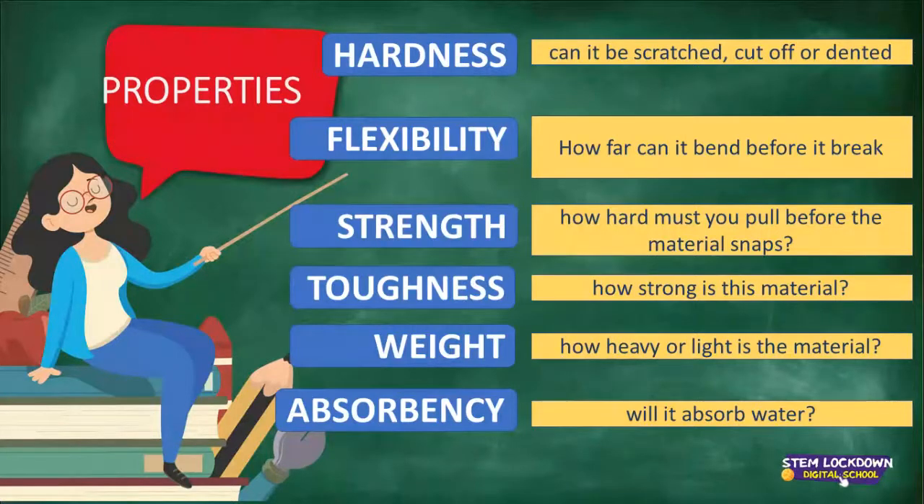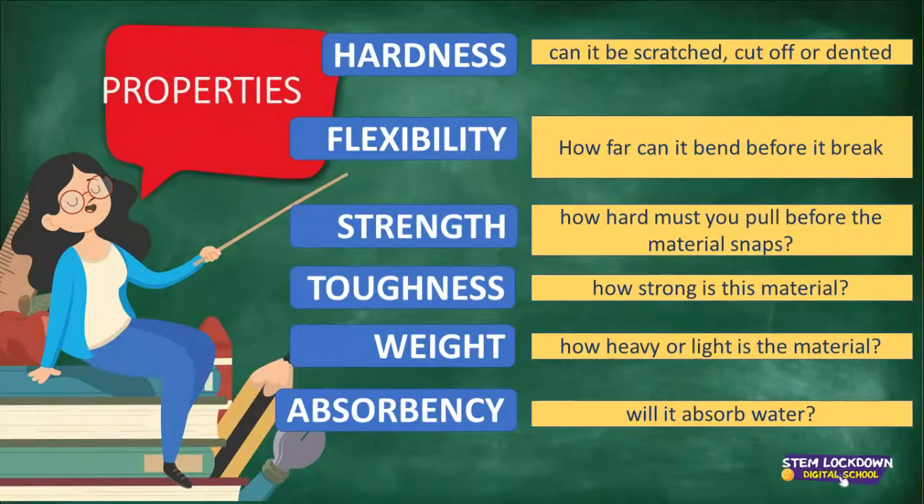Flexibility is how far can it bend before it breaks. The strength is how hard must you pull before the material snaps. Toughness, how strong the material is. Weight, yes, is the same as the heaviness. How heavy or light is the material? So don't be confused. Weight and heavy is almost the same.